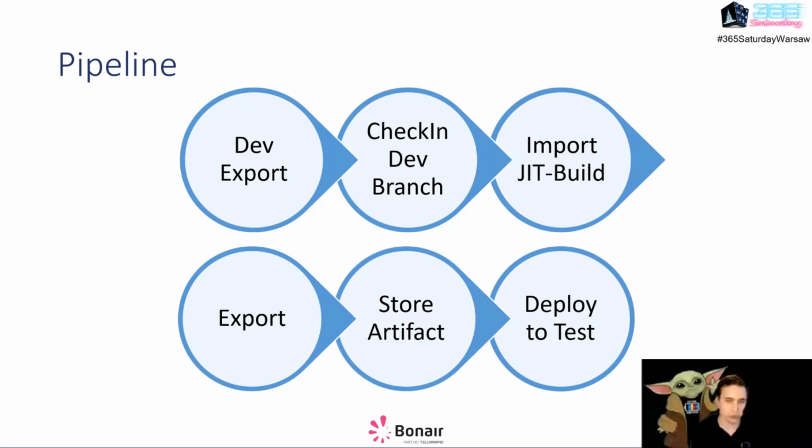So the whole process, or all the pipelines together, are basically those six steps. We have export from development, check into the branch, import to JIT, export from there as managed, store as an artifact, and deploy this artifact to test or the next environment you want to have it.